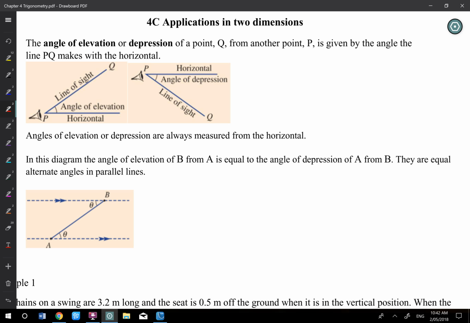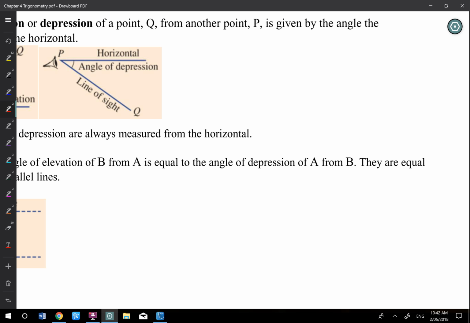Maybe 2 years ago, when I taught year 9 and we talked about angle of elevation and depression, in an application question students very easily take the line from P to Q with the vertical and treat that as an angle of depression. That's wrong, okay? So all you need to remember is that it must be the angle made with the horizontal, not the vertical. So what's angle of elevation and angle of depression?